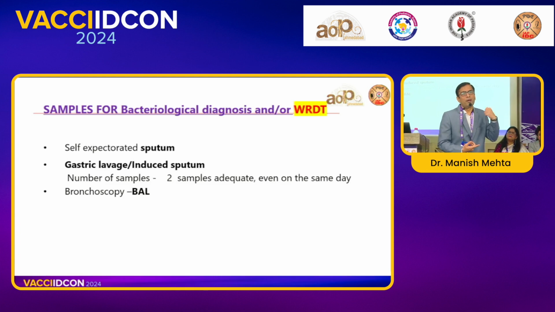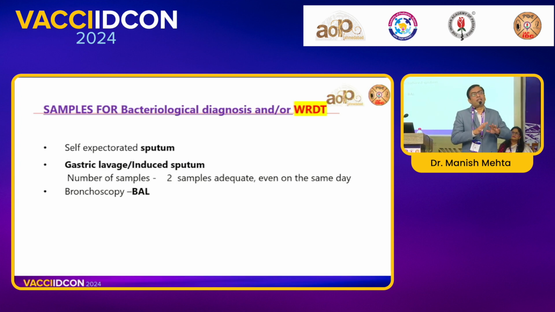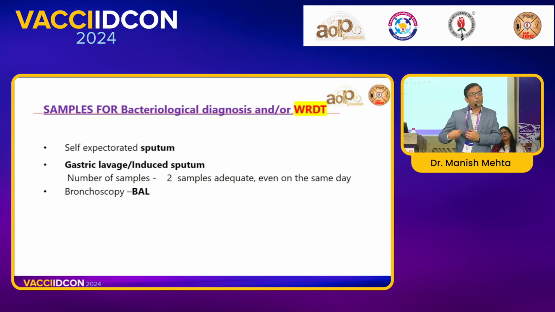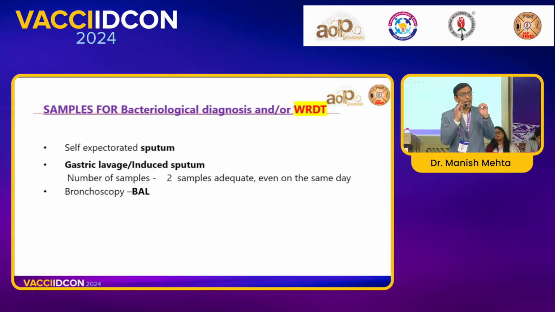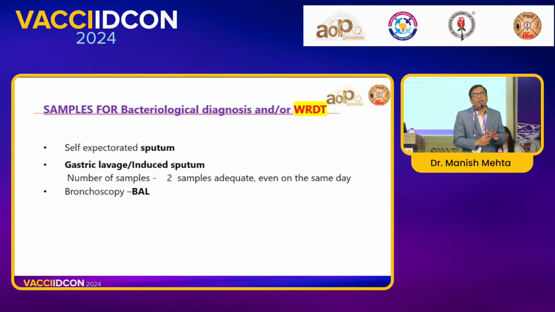So the sample can be BAL, induced sputum, your pleural fluid, your CSF, your tissue biopsy. They say the yield from tissue biopsy is much better than any of the fluids. So if you have a patient with pleural effusion, we all know it is a hypersensitivity reaction. It is not a primary tuberculosis infection in the pleural fluid. So the pleural fluid yield of CBNAAT is very poor.